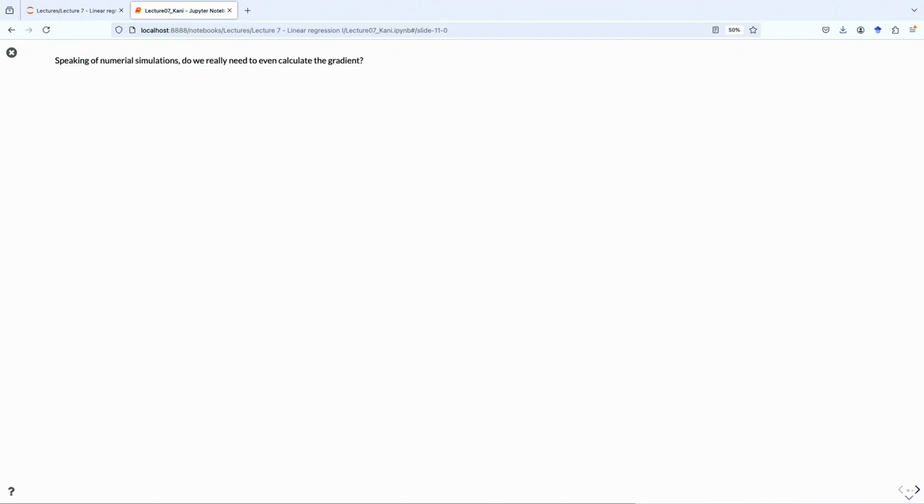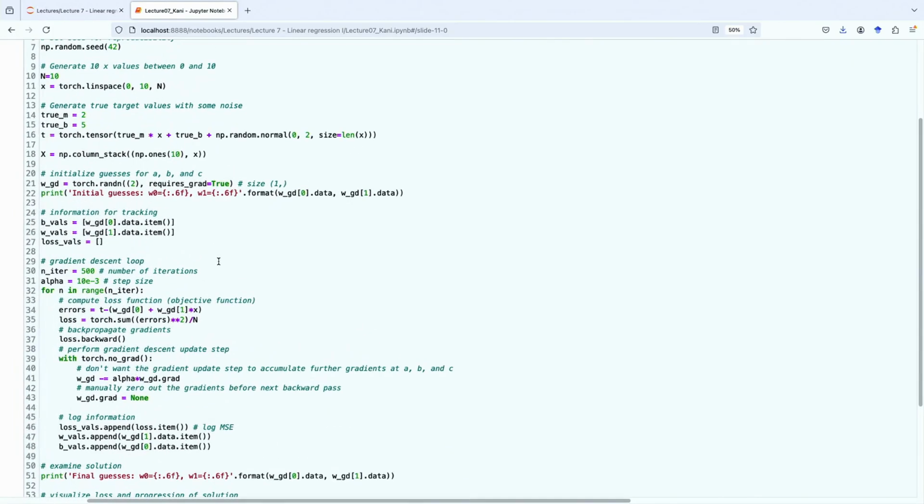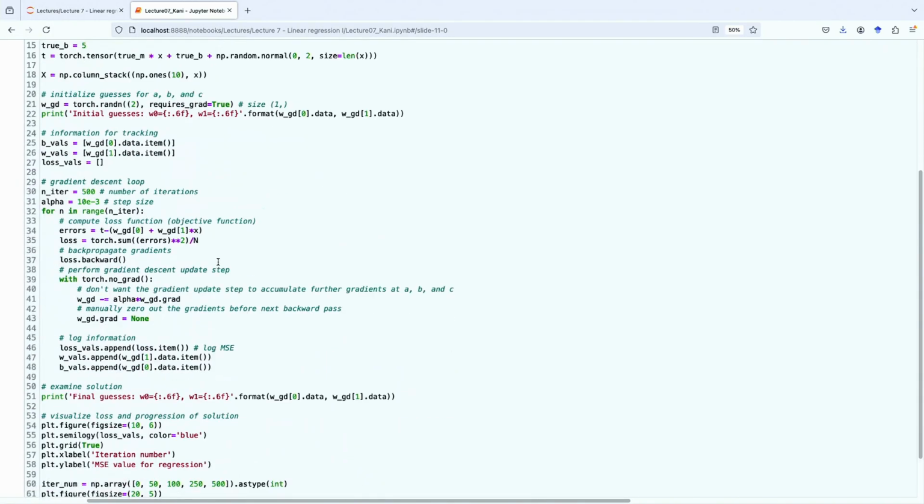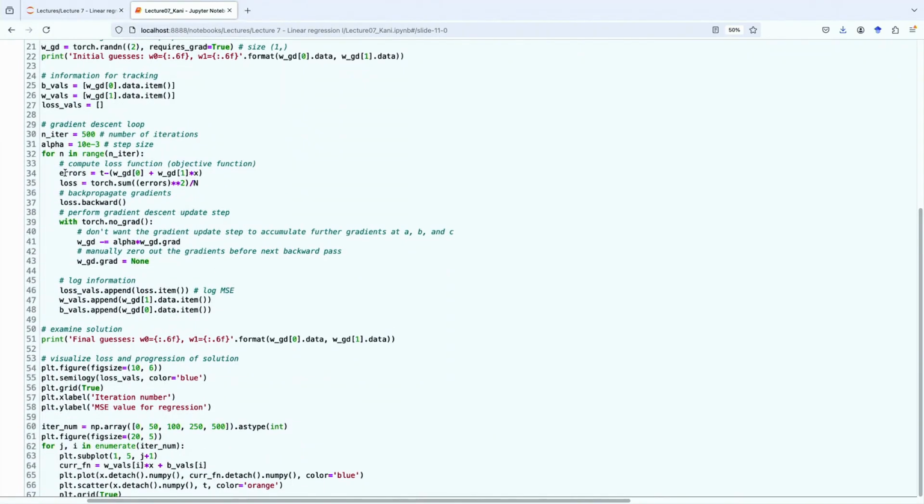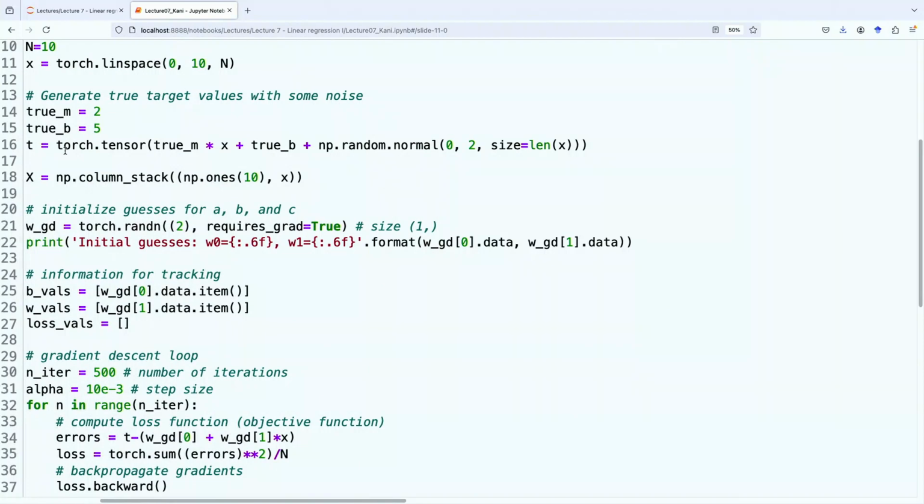Speaking of which, do we even need to really calculate the gradient? So this is basically the same code, but the only difference is in the for loop, where we don't even bother calculating the gradients. We just calculate all the errors, and we just do the loss function directly, right? So remember what we did in this step. Oh, maybe I should go over.